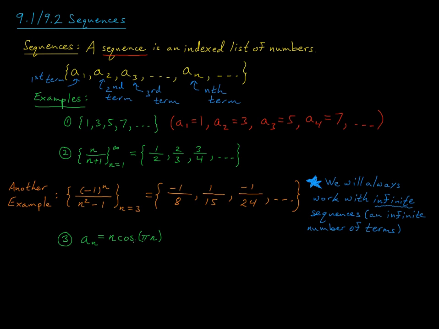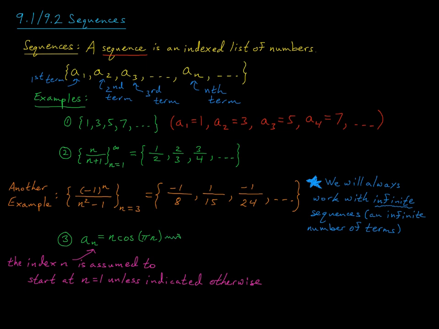All right, for the last example, we have a sub n is n times the cosine of pi n. Here there's no indication of where to start n, and if it's not indicated, then it's just assumed to start at n equals 1. Let's write out the first couple of terms for this sequence. If n is 1, I'll get 1 times the cosine of pi times 1. The cosine of pi is -1, so I'll get 1 times -1, which is -1. That's our first term. If n is 2, I'll get 2 times the cosine of 2 pi.